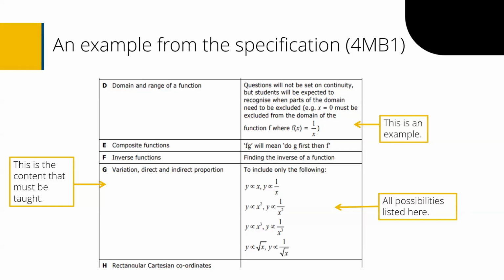And we see that in G variation, direct and indirect proportion are the only 8 examples of the relationship that will be examined. So it's worth looking at that and making sure that's referred to in any schemes of work, so that you teach them, and then you also set some examples within that. So that's just an example here for you to refer to and just be aware that they're there.